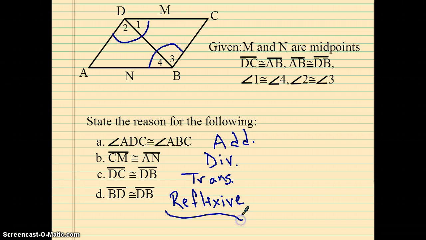Okay? It's a postulate stating that all segments are congruent to themselves, or all angles are congruent to themselves. So it's just the reflexive property. A is equal to A, B is equal to B, so on and so forth. Okay, let's try this again.